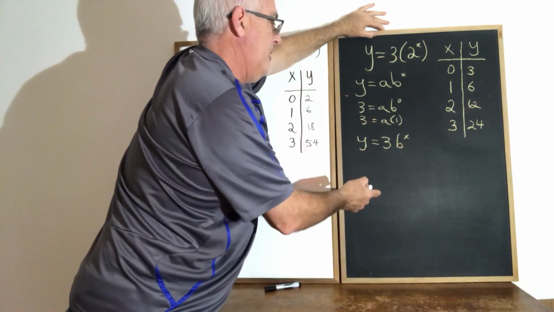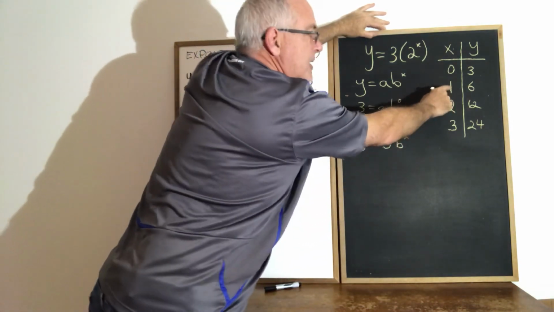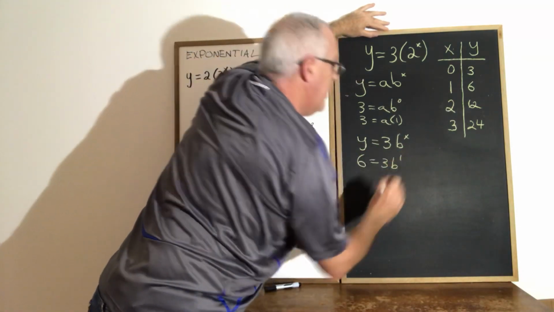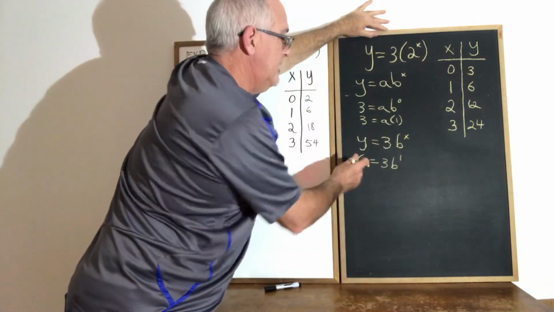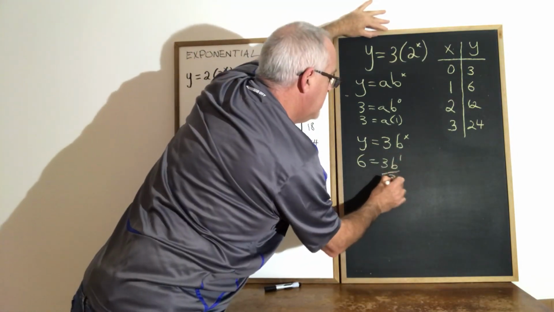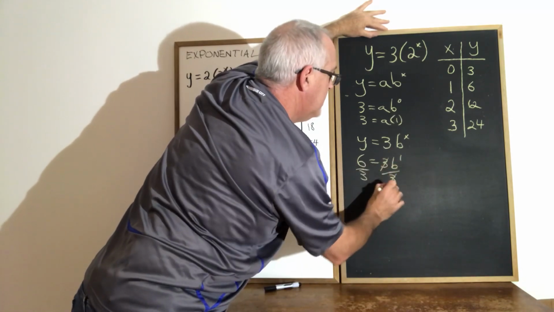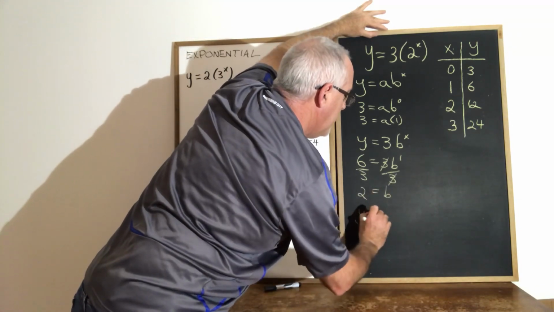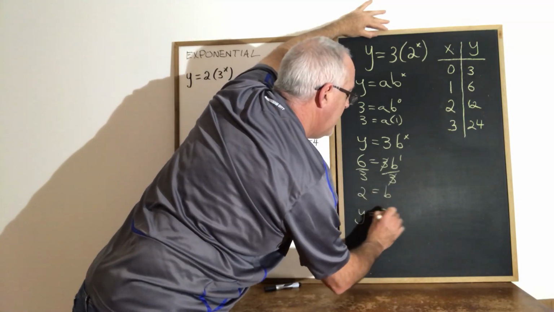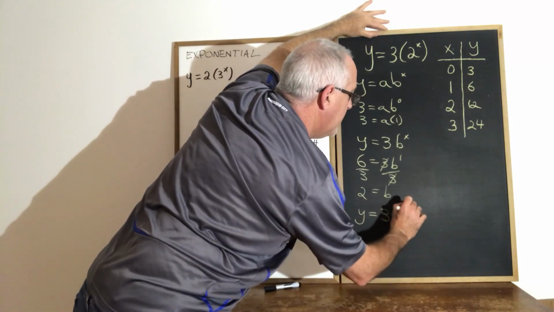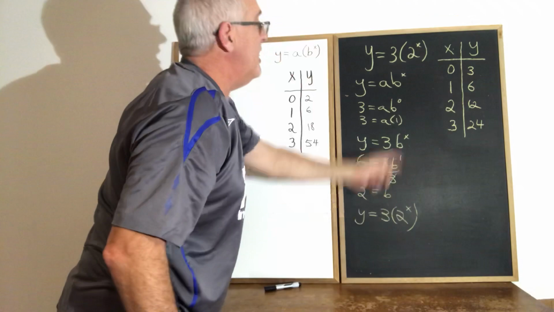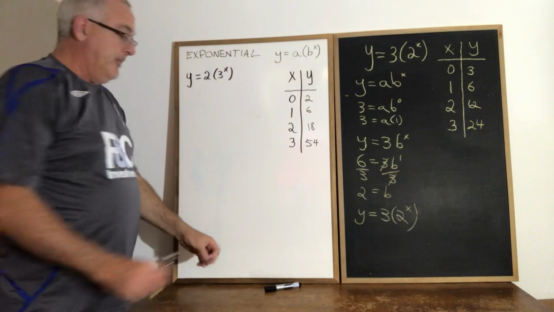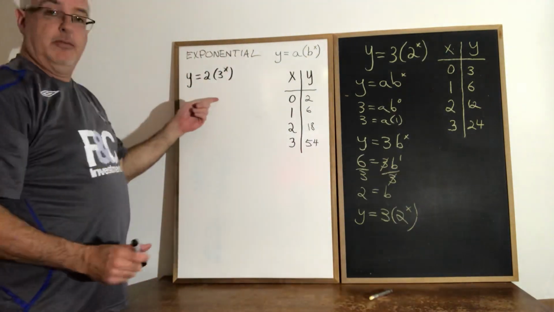Now I plug in another point from the table of values. I'll choose the point (1, 6), and I have 6 equals 3 times b to the 1. But b to the 1 is equal to b. So I have 6 equals 3b. I can divide both sides by 3. These cancel, and b is equal to 2. Now I write my form again, replacing the a with a 3 and the b with a 2. And I have correctly found the equation that I knew all along I would find. So the process works.